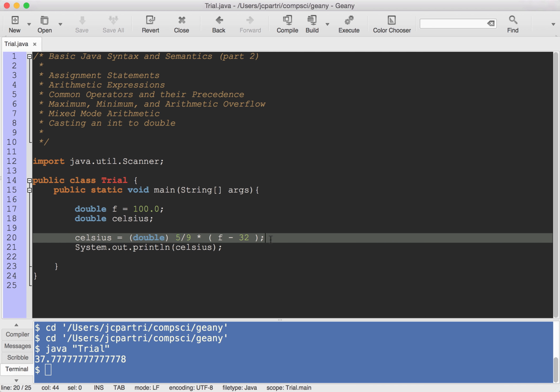No, it worked. So what this does is this performs the mathematical calculation and it doesn't store the value in an integer memory location. The cast here says, hey, I want you to prepare a double memory location for me and store this into the double memory location. So we don't lose our precision when we do that. So that's how you can cast an int to a double by placing the word double in parentheses in front of the expression. And so I just killed two birds with one stone, mixed mode arithmetic and casting an int to a double.